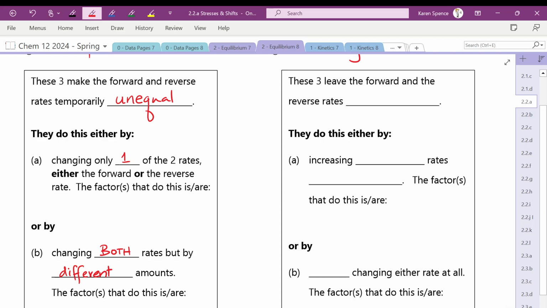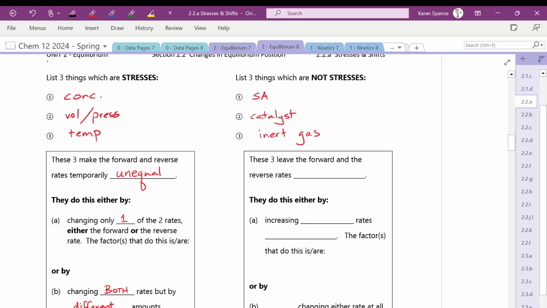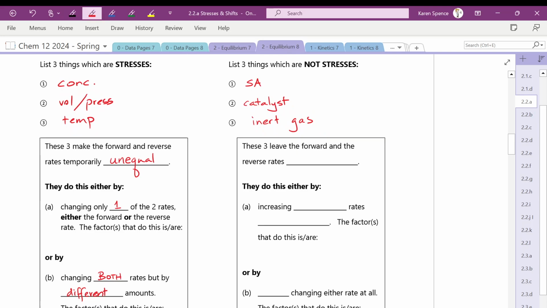So what I would like you to think about is, out of these 3 factors here, which of these 3 factors changes only one of the 2 rates? Concentration, volume/pressure, or temperature? And when we talk about concentration, we're talking about the concentration of one species. Otherwise, it's too complicated. So which one changes only one of the 2 rates? Concentration.